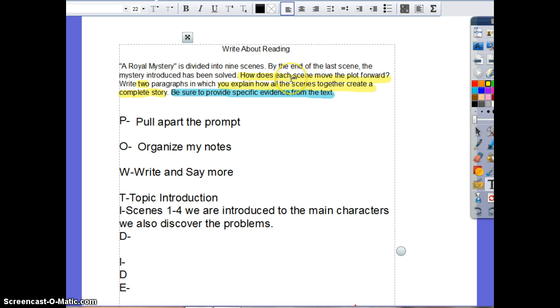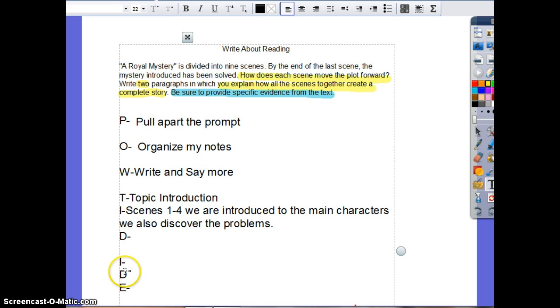Now, ladies, remember, what is it it's asking us to do? Yes, ma'am. Okay, so we're explaining how all these scenes together help create a complete story. Okay? So this first paragraph, I, stands for the first thing I'm going to write about, and then I want to add some details. What do you think this second I stands for? Yes, sir. Okay, it's going to be another example. Remember, it's asking us here to provide specific evidence from our text.